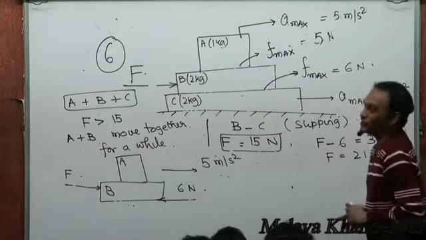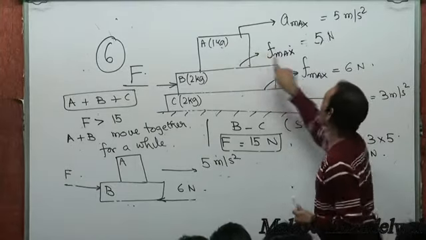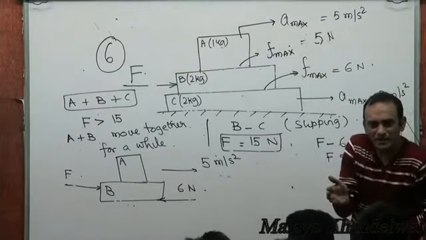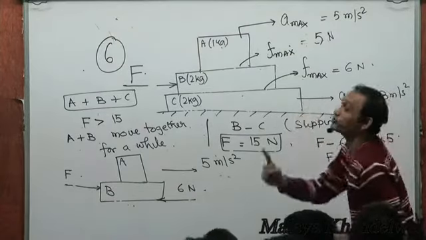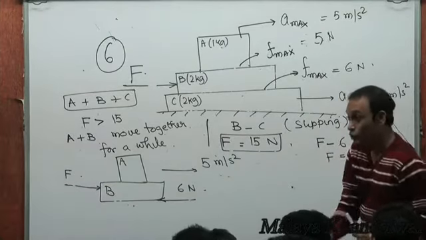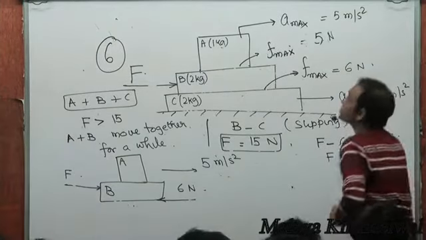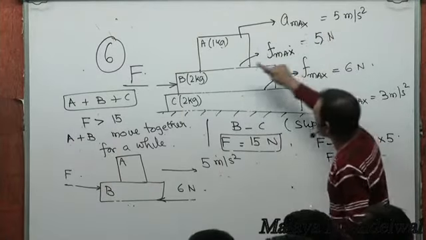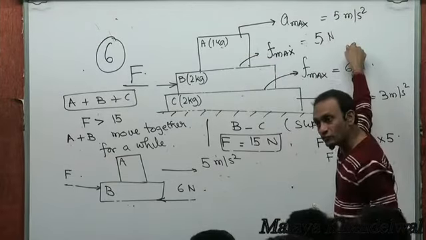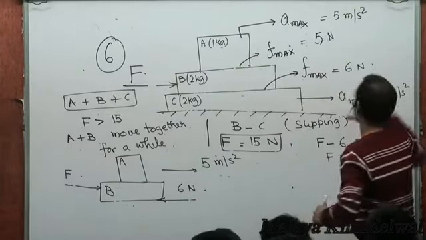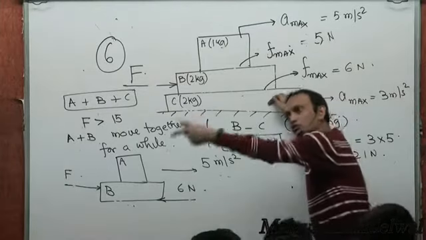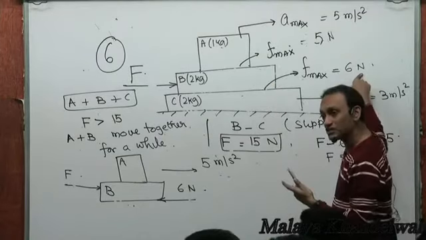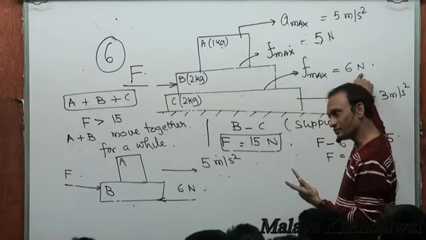When F becomes 21 newtons, the frictional force between B and A acquires its maximum value of 5 newtons, they acquire a maximum common acceleration of 5 meters per second squared, and A is about to leave the party. When F becomes larger than 21 newtons, what happens to the acceleration of A? Remains the same, 5 meters per second squared. What happens to the frictional force between B and A? Remains 5 newtons. What happens to the acceleration of C? Remains 3 meters per second squared. That is from 15 newtons onwards. From 15 newtons onwards, what happens to the frictional force between B and C? Remains 6 newtons.